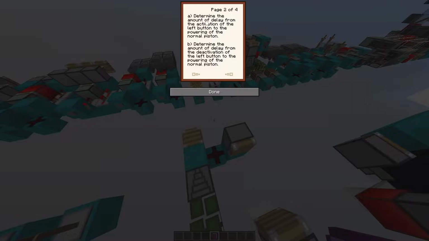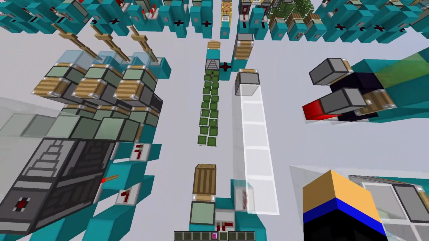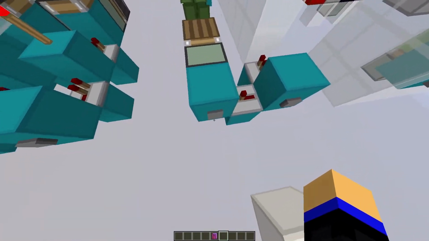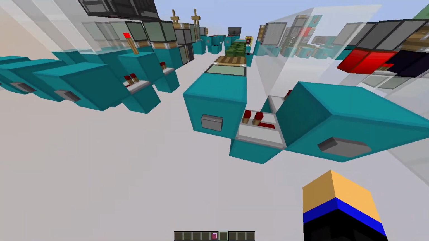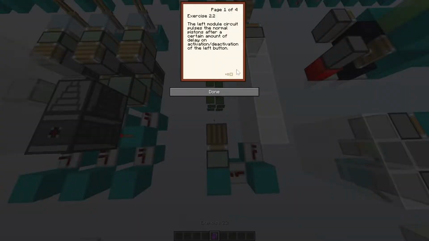So determine the amount of delay from the activation of the left button to the powering of the normal piston, and the B part is basically from the deactivation of the left button. So this is the left button. So don't press the right button, it's the left button. So yeah. And then C is using the scaffolding setup.